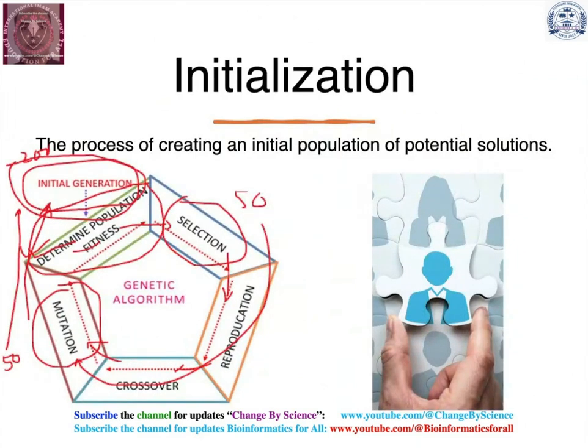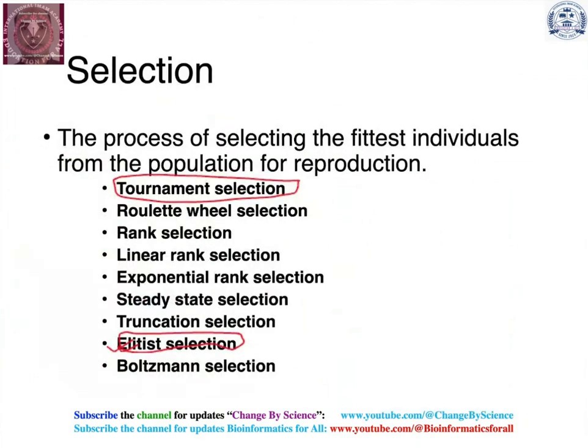So the process of creating an initial population of the potential solutions is called initialization. And this is what you can see here in the figure on the left side, initial generation. Then you go for the determination of population fitness, selection, and repeat some cycles of these 5 steps.